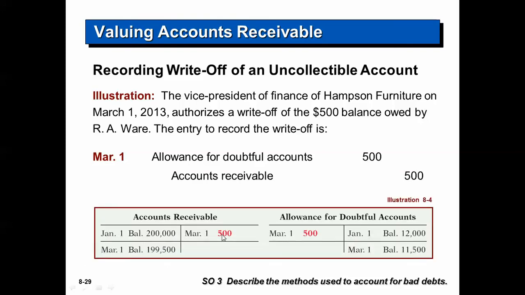So the accounts receivable will go down 500. It's now 199,500. And the allowance for doubtful accounts will go down by 500. Notice before it was 12,000 and 200. So we still have an equal balance between these two.